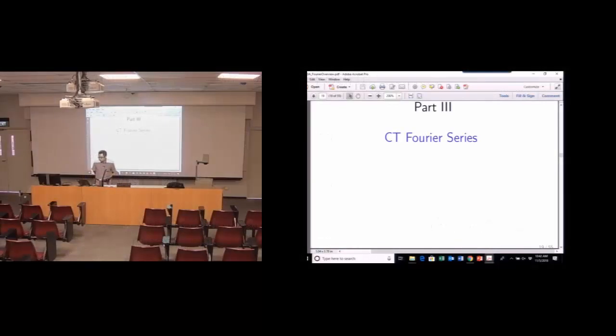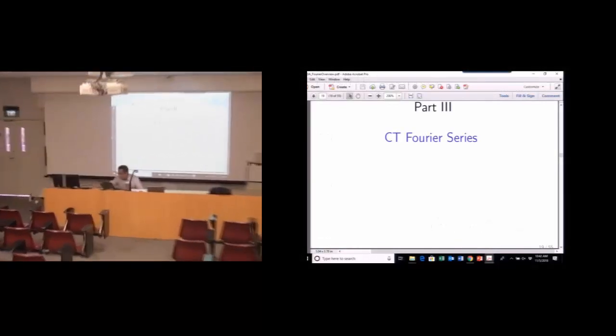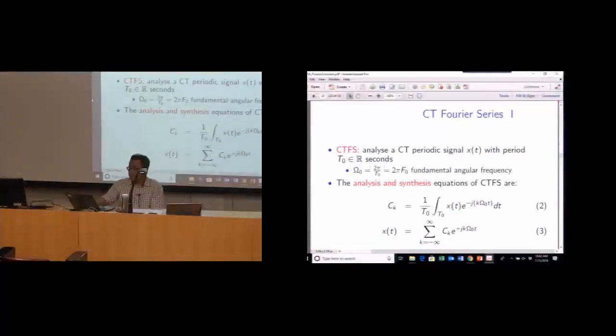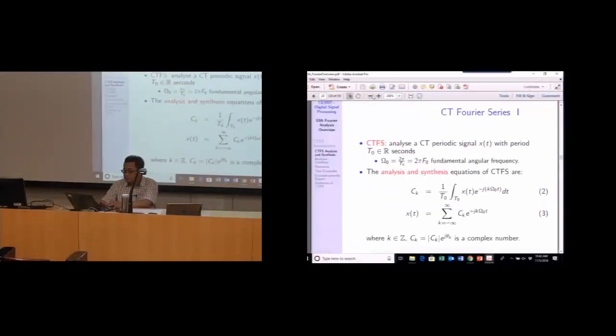Right, in this part of the lecture, we will now dive into the continuous time Fourier series analysis equation and synthesis equation. Basically, when we take a continuous time input signal that is periodic, x of t with period T naught, we perform analysis using equation 2 here, and the synthesis equation to reconstruct it using equation 3 over here. So what does that mean?